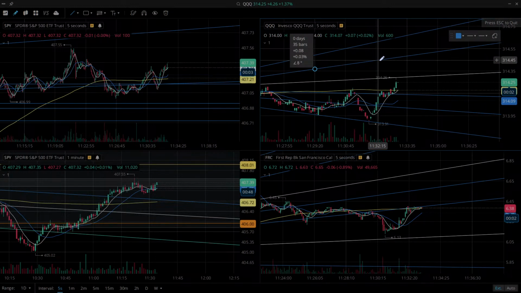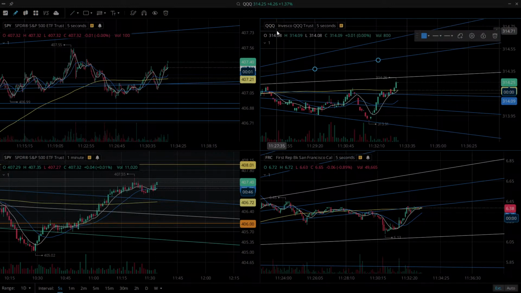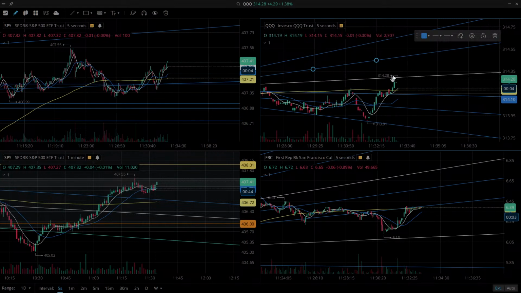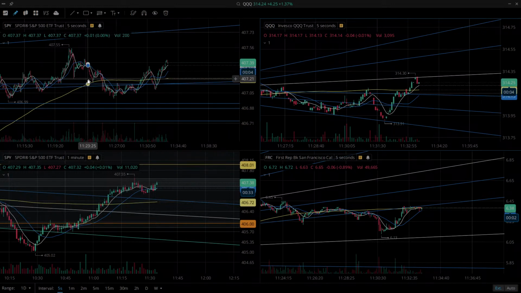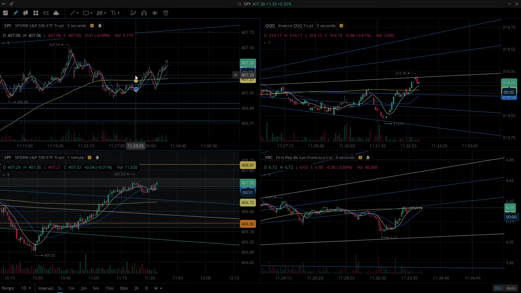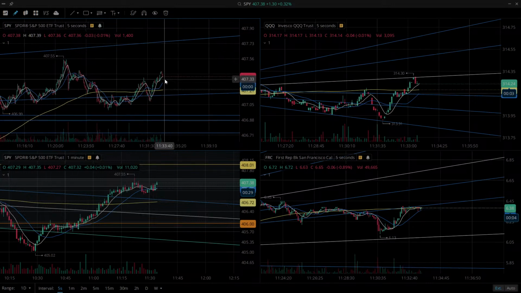All right, we're going back up. So I'm demonstrating those fan lines on Q up here at the same time. So here's my 5-second Q. And you can see what you're doing. They're very clean compared to SPY, and SPY ran me out of lines, so I can't draw anymore.